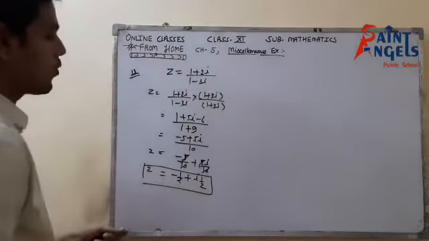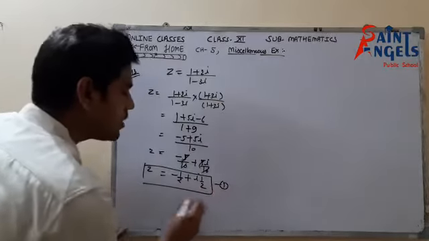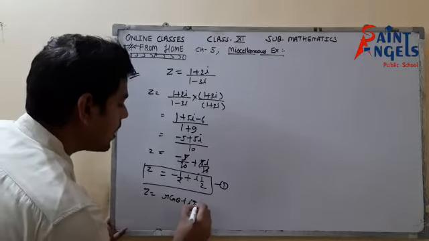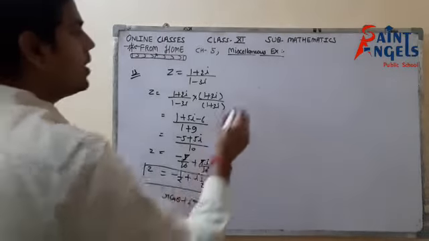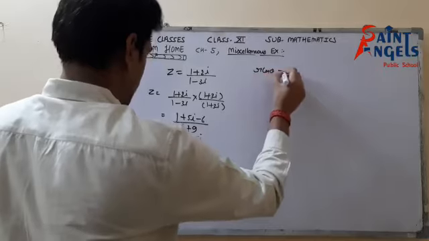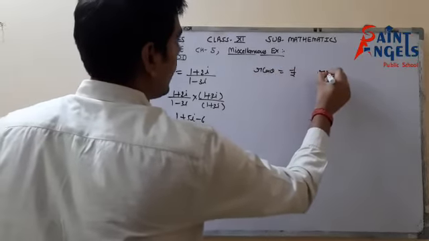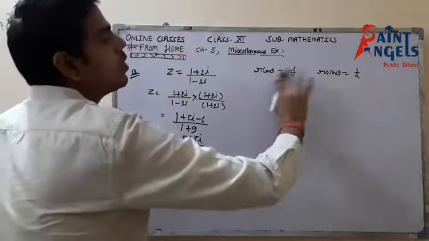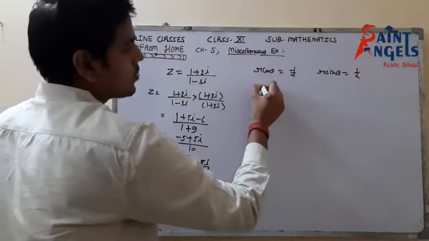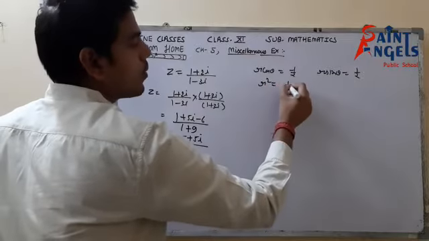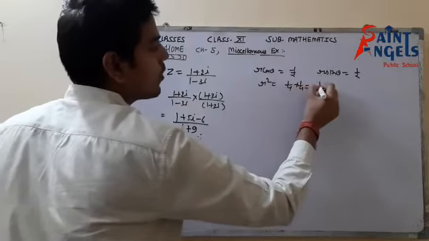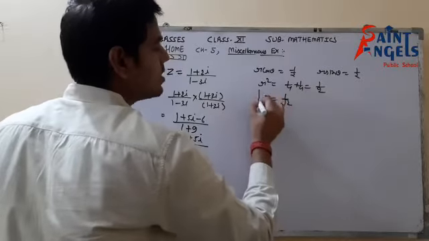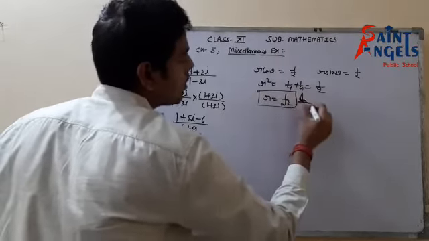Okay students, now from here compare equation number first with the polar form, that is r cos theta plus iota r sin theta. So from here r cos theta would be minus 1 by 2 and r sin theta is equal to plus 1 by 2. Now I am squaring both sides and adding the equations. So we will get r square equals 1 upon 4 plus 1 upon 4, it means 1 upon 2. So r would be 1 upon under root 2. So the first answer we get is that the modulus is 1 upon root 2.